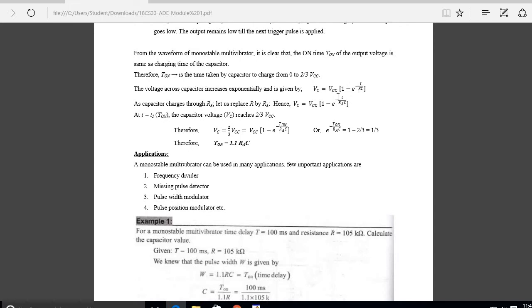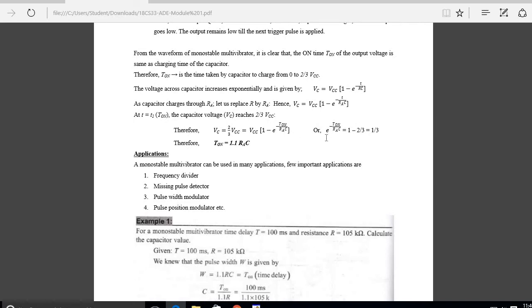Vc is equal to VCC into 1 minus e to the power T by RC, that is one thing. Wherever the same equation appears, you have to replace R by RA. And once Vc reaches 2 by 3 VCC, we have to use this equation. Instead of T, you have to use T on. The same equation, you replace T by T on.